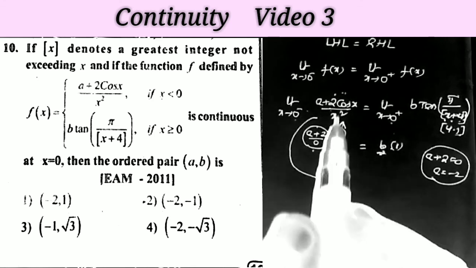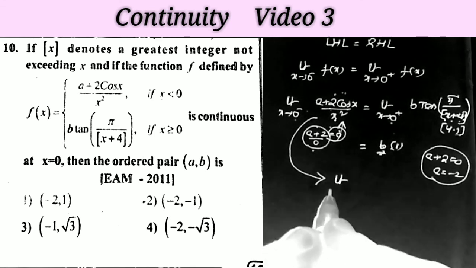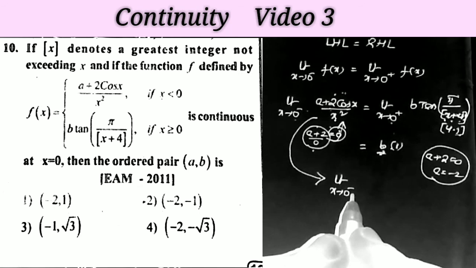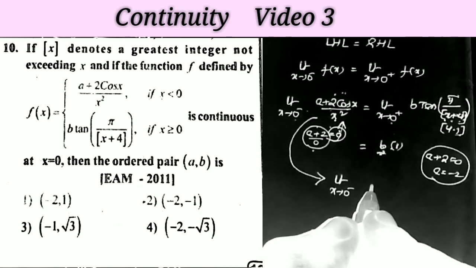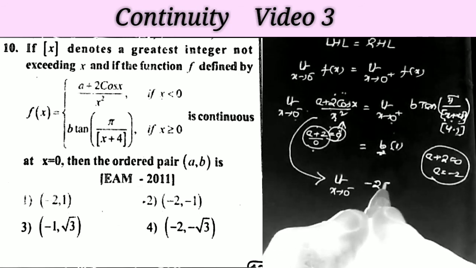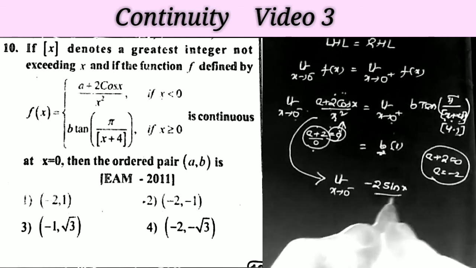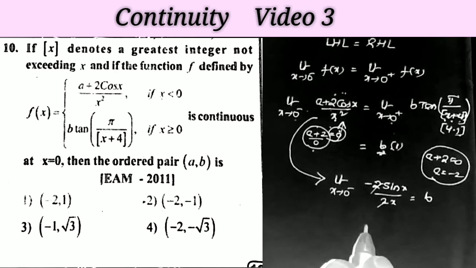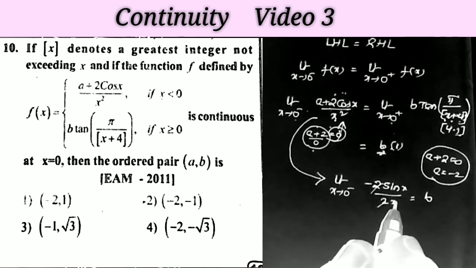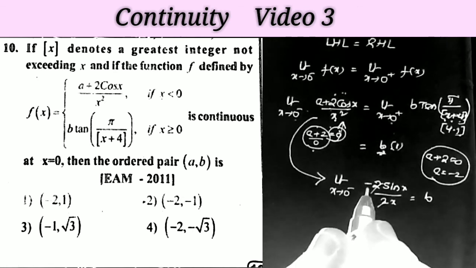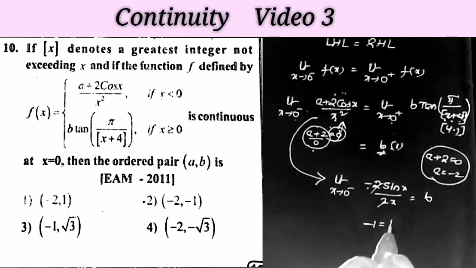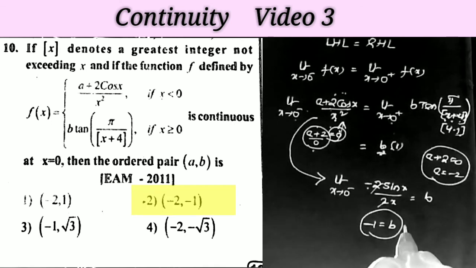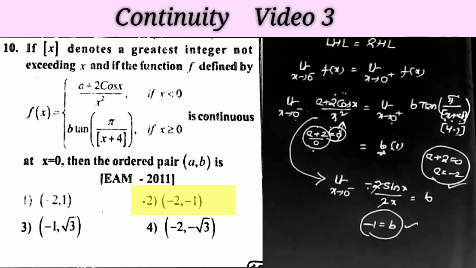So applying the L'Hospital rule, that is doing the derivatives, means limit x tends to 0 minus a derivative is equal to 0. 2 cos x derivative is equal to minus 2 sin x by 2x. X square derivative is equal to 2x is equal to b. That is limit x tends to 0 sin x by x is equal to 1. So here this is the minus 1. So answer is equal to minus 1. That is b is equal to minus 1, a is equal to minus 2. That's all. This is the answer. And which is the second option.